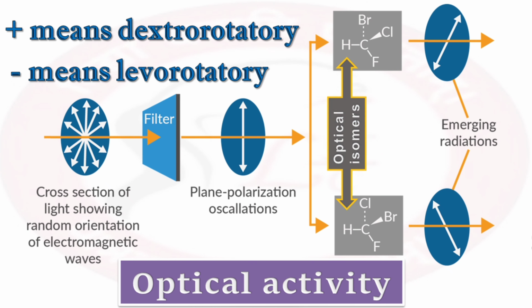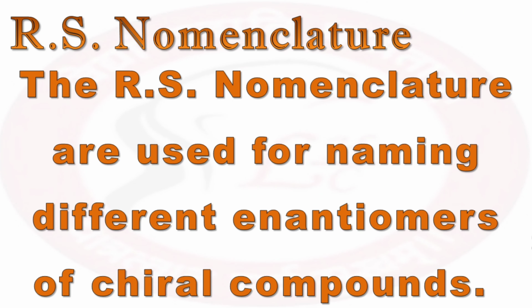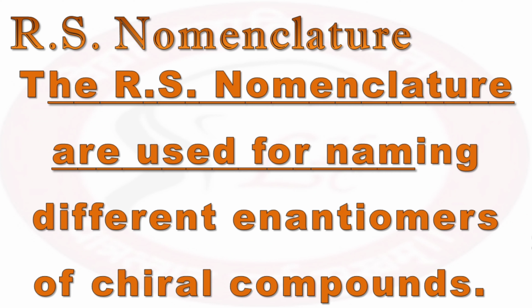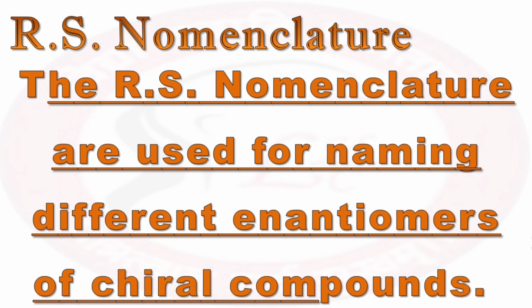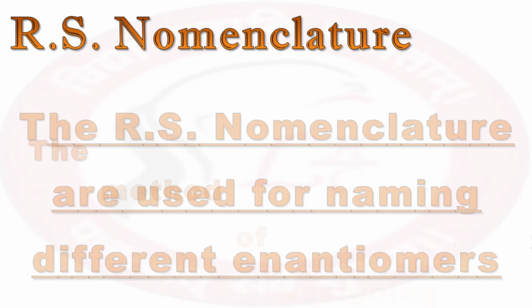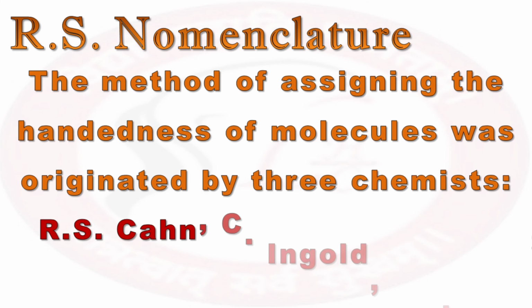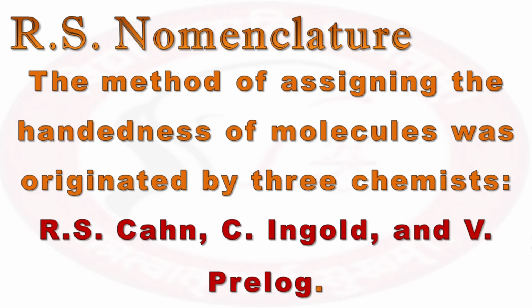Configuration of each chiral carbon of 2 isomers, or we can call enantiomers, is systematically assigned using RS system of nomenclature. This method was developed by 3 chemists, R.S. Kahn, C. Ingold and V. Prelog, and is also called Kahn-Ingold-Prelog rules of naming enantiomers.